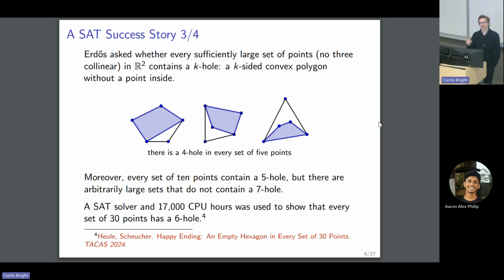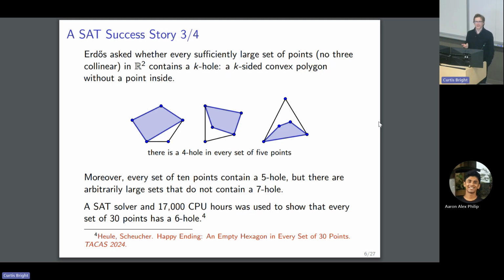And you might think, well, by generalization, take enough points, you're always going to have a large enough k-hole. It's not true. There are very large sets of points which do not contain a 7-hole. Everyone was surprised, right? So math doesn't always work out the way you think.